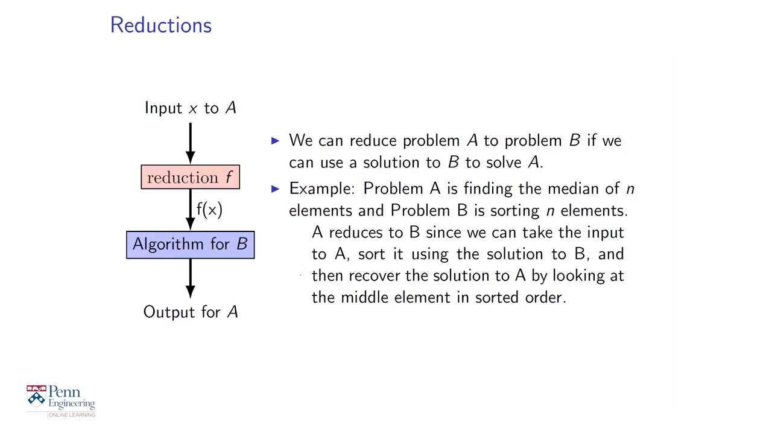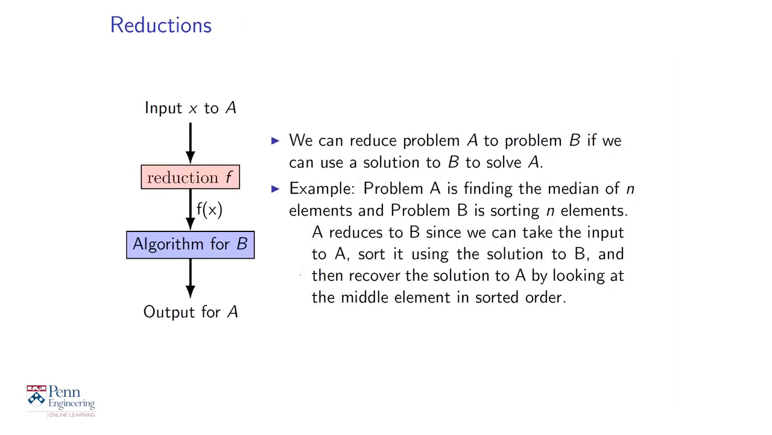suppose you have the input n numbers for which you want to find the median. That's the input to A. Your transformation is going to do nothing. It's just going to give the same n numbers to the algorithm for B, which is the sorting problem. And now the algorithm for B is going to sort these n numbers and give you an array of these numbers in sorted order. Now, how do you find the median? Once you have all the numbers in sorted order, it's completely trivial because the median is just the element in the n over 2th position in the array of sorted elements. So the problem of finding the median reduces to the problem of sorting n elements.